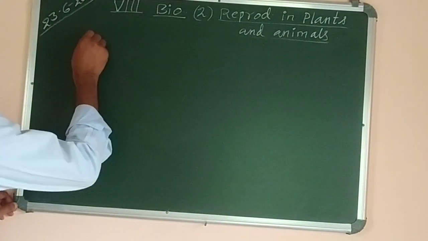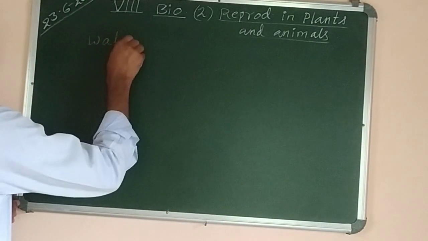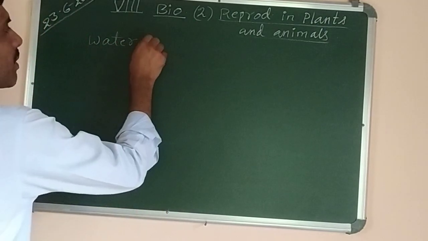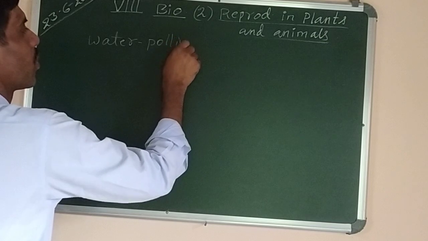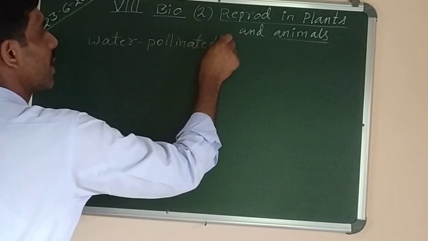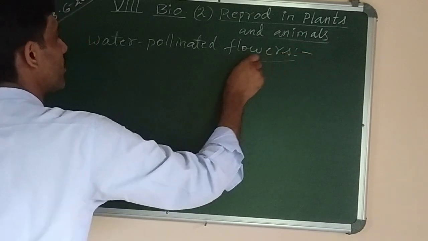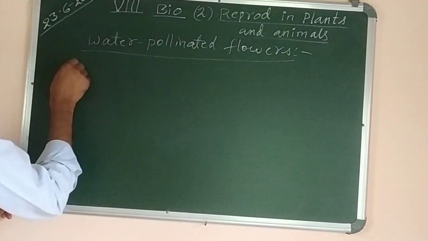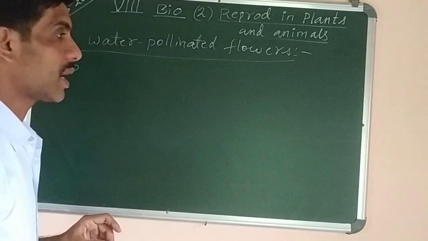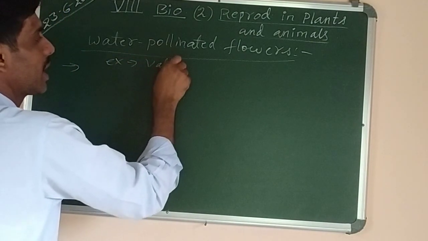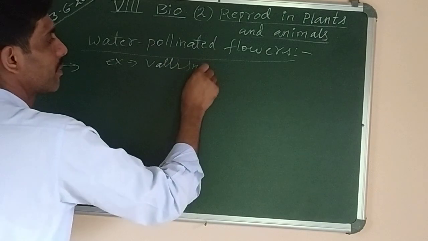So now the next one is water pollination. Pollination by water we can write, or water pollinated flowers. I am giving the heading. Water pollinated flowers. You can also write pollination by water. Okay. Example you can say, it is found in Vallisneria. I am writing on the top. Vallisneria is an aquatic plant.